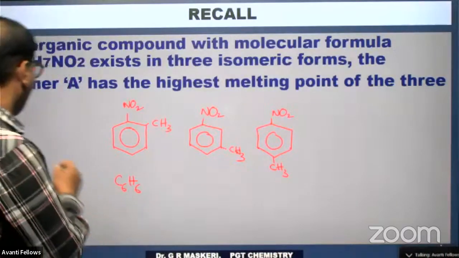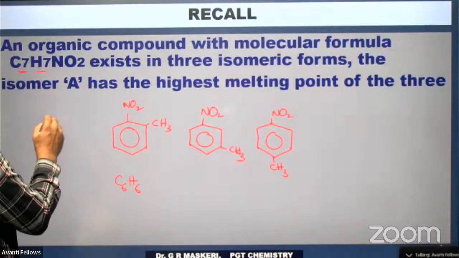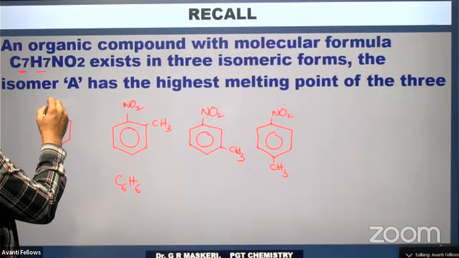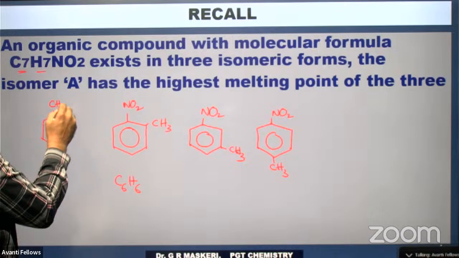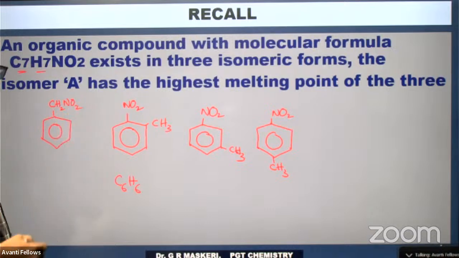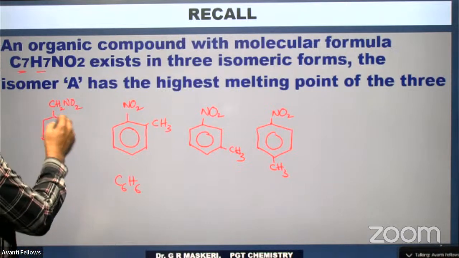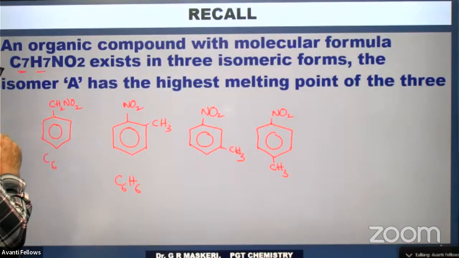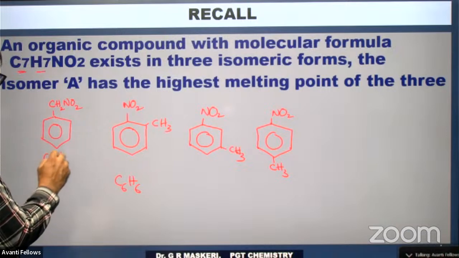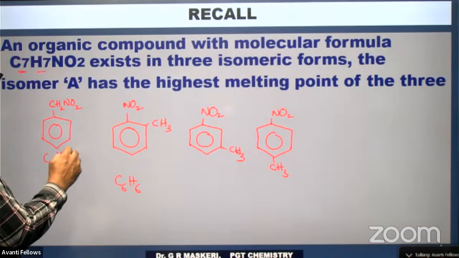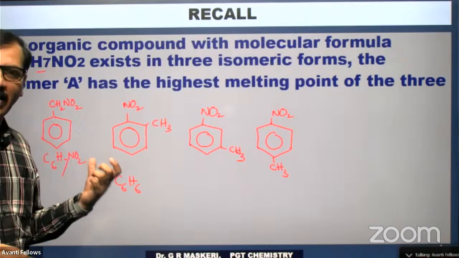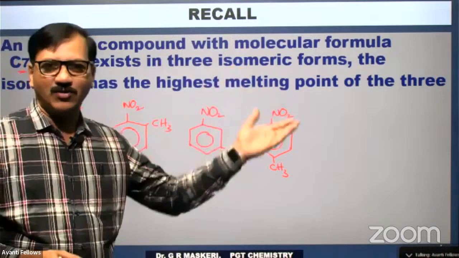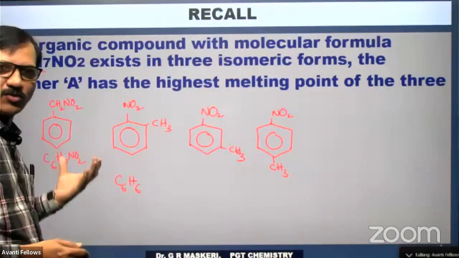Okay. Now, actually, this molecular formula can have another isomer also, C6H5CH2NO2. Let me just check whether this holds good. This is C6, H 1, 2, 3, 4, 5, 5 plus 2, 7, and NO2. So this also can be an isomer, but they have given that it is only having three isomeric forms. It can also be written as one of the isomers.